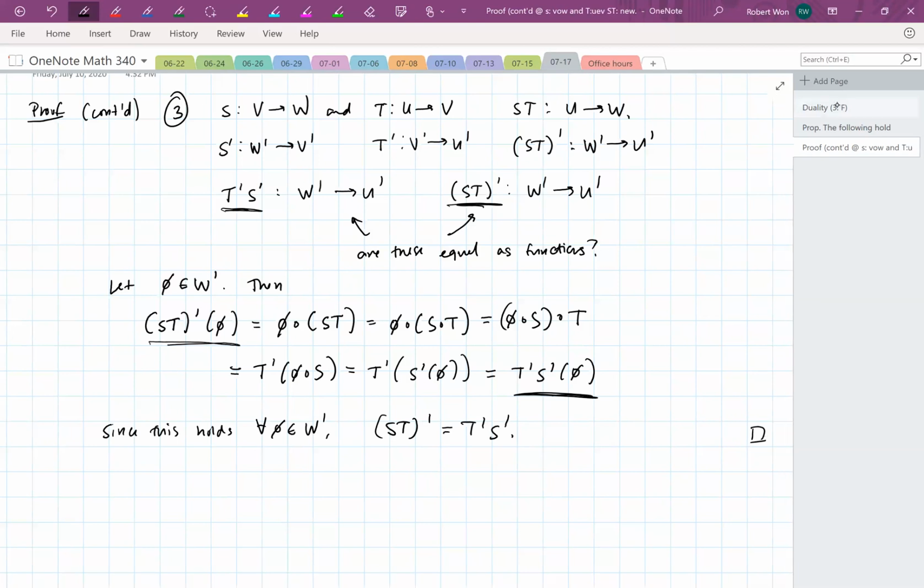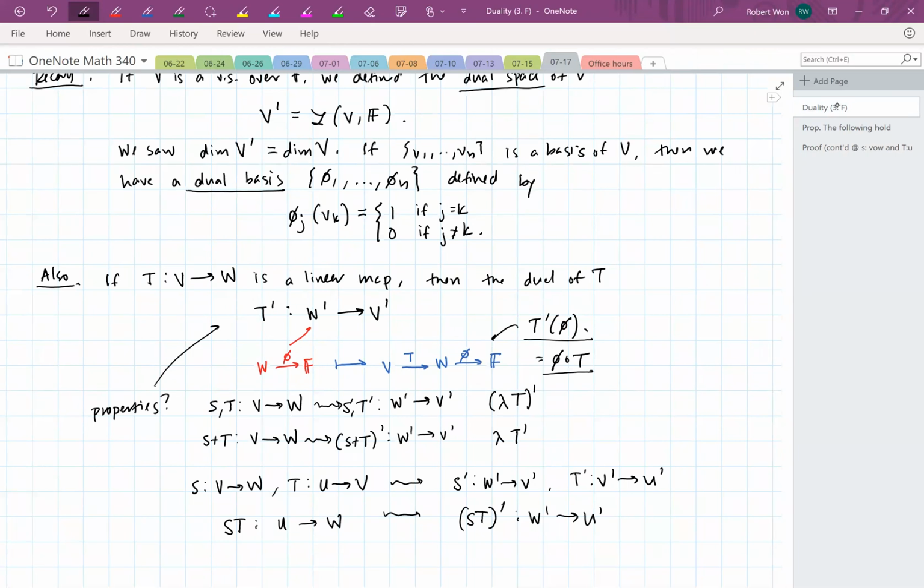So our first goal of today, which was to understand how taking duals behaves with respect to addition, scalar multiplication, and function composition, is just that it behaves in basically the nicest possible way. Okay, our second goal of today is to actually try to understand, if you start with a map T, what are the properties of T dual?